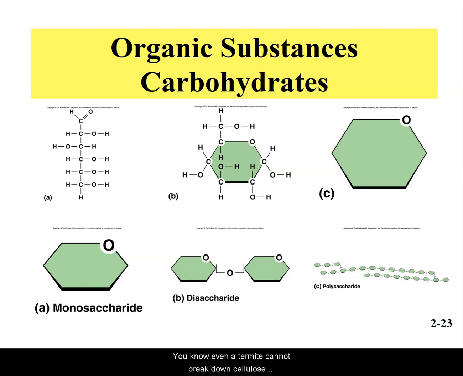Even a termite cannot break down cellulose. It has a little organism in its gut that helps to break down the cellulose when it's eating the wood in your house. And starch that we use as an energy source is a bunch of sugars bonded together, and as it's broken down, we can use those monosaccharides from that polysaccharide for an extended period of time. So see those different shapes?